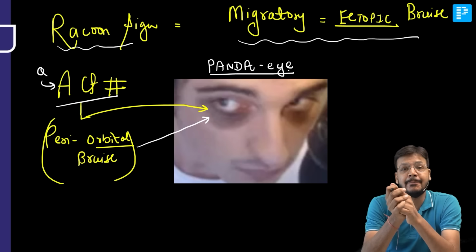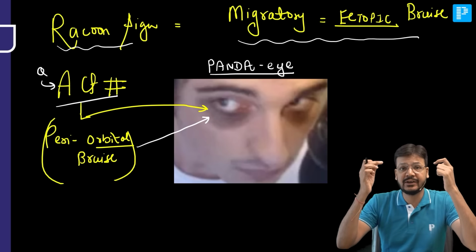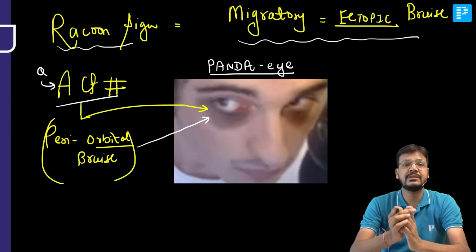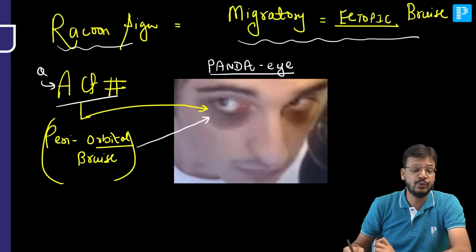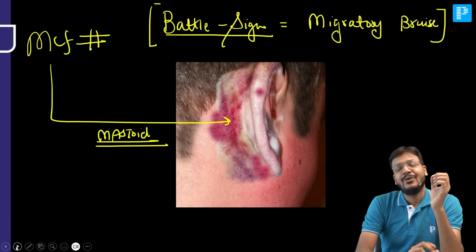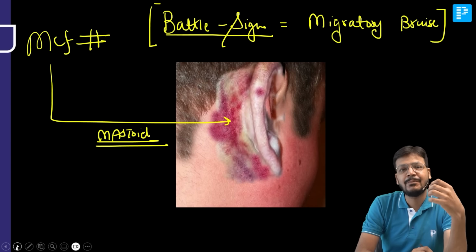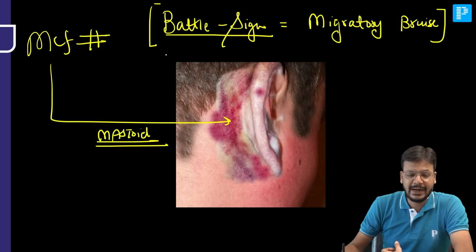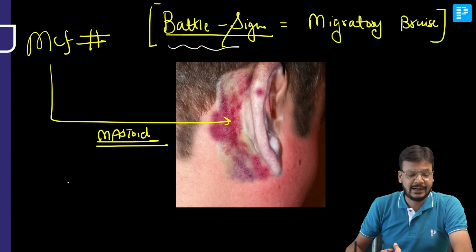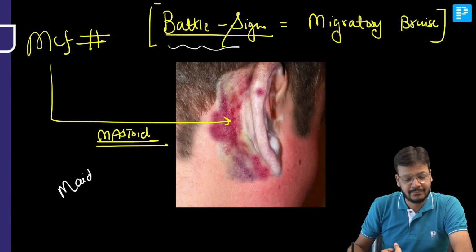So a spectacle eye, panda eye, this is not a normal bruise. It's an ectopic or migratory bruise. You have fracture at the anterior cranial fossa, but the bruise is surrounding the orbit. That is a raccoon sign. But my dear friend, one very, very important example of ectopic bruise is battle sign. And we all know that battle is in Medan.